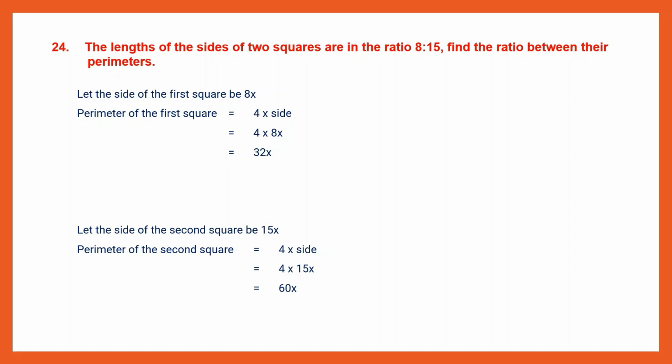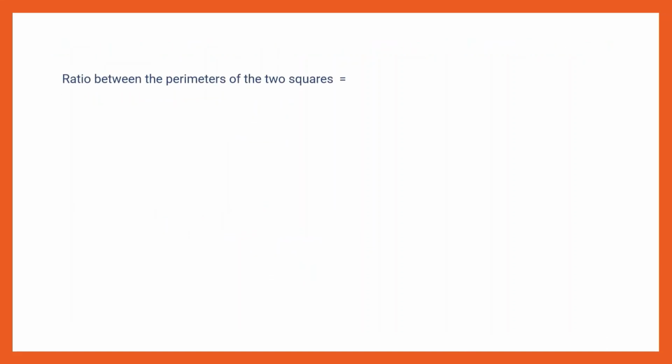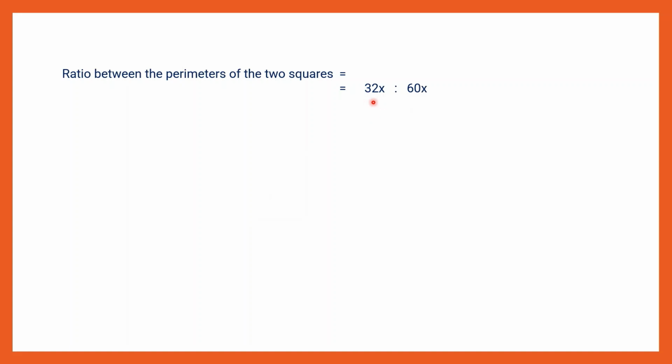So here we have found the perimeter of the first square and we have found the perimeter of the second square. And what is our question? Our question is find the ratio between their perimeters. So we're going to find the ratio between these two perimeters. 32x is the perimeter of the first square and 60x is the perimeter of the second square.